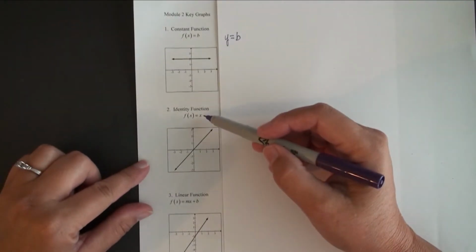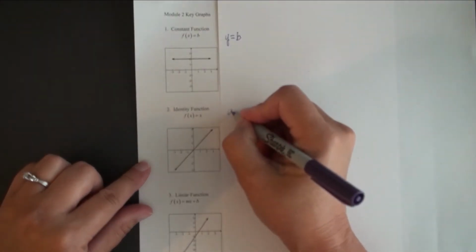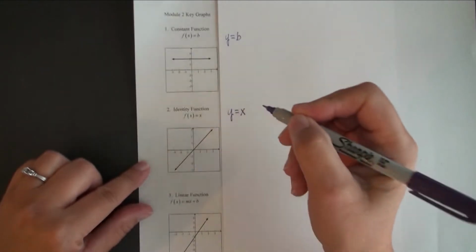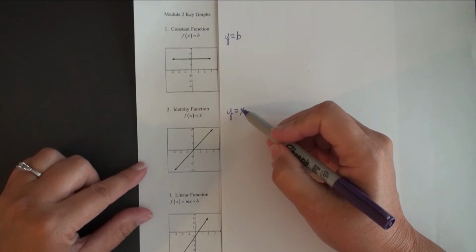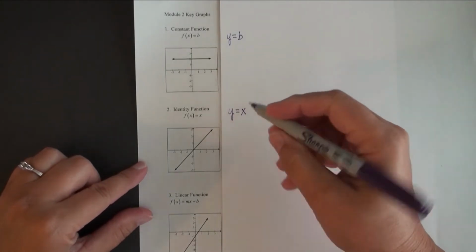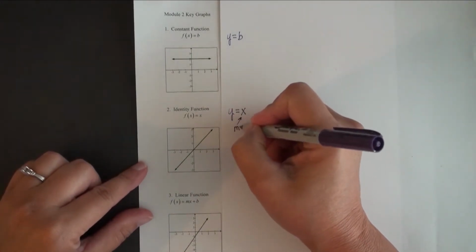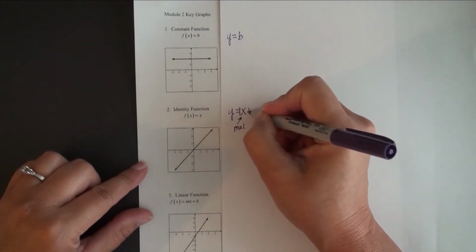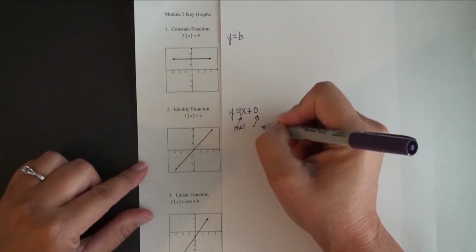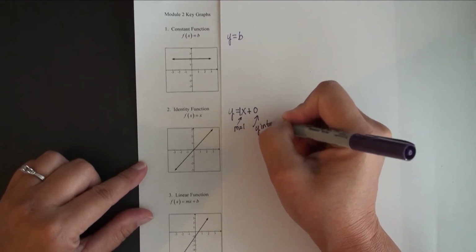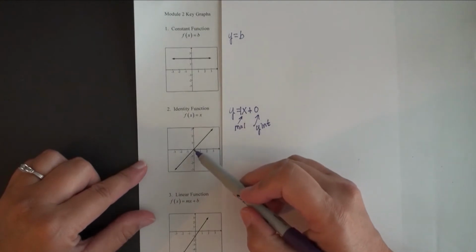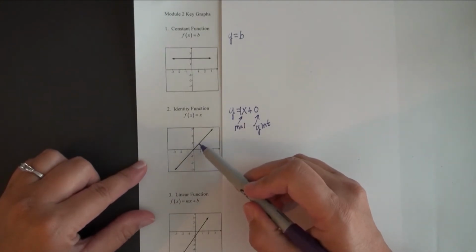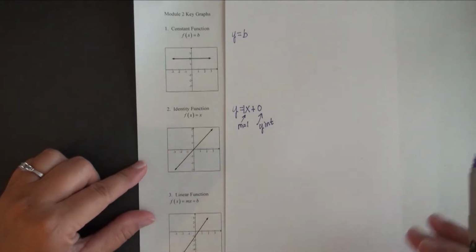The identity function is the equation y equals x. And so if you look at that, we know that it is a line with a slope of 1 because the coefficient of x is 1 and the y-intercept is 0. So if you wanted to graph the identity function, you would just go through 0, 0, and you'd go up 1 and over 1, and you'd have another point, up 1 and over 1, and you'd have another point, and so on.